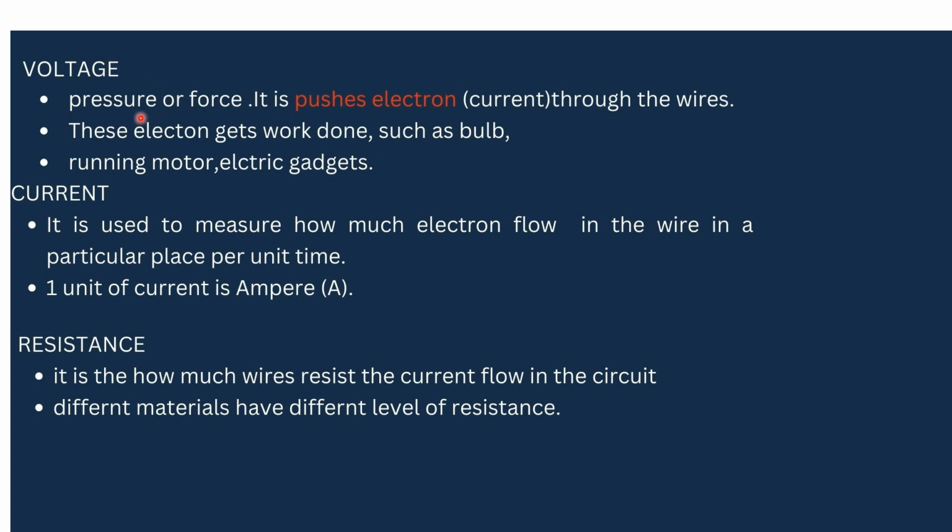Voltage is nothing but giving pressure or force. It is used to push the electrons through the wires. Current is used to measure how many electrons flow in the wire. Resistance resists the current flow in the circuit.